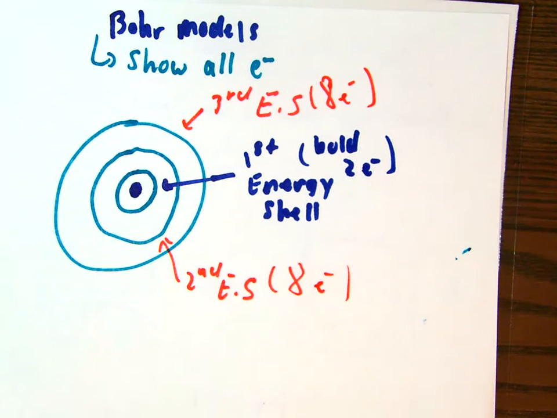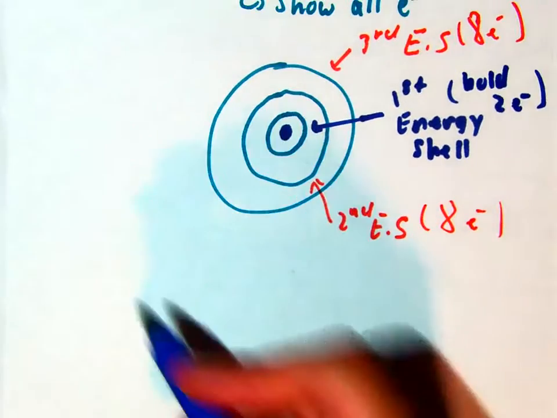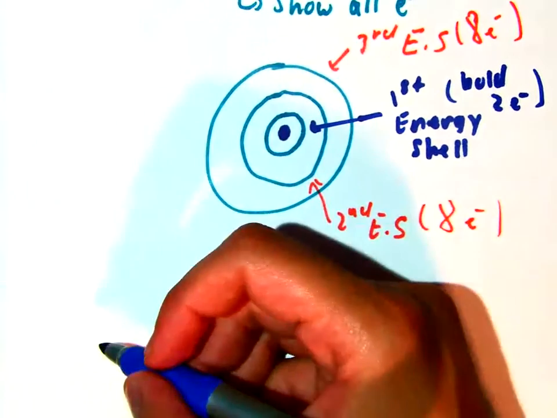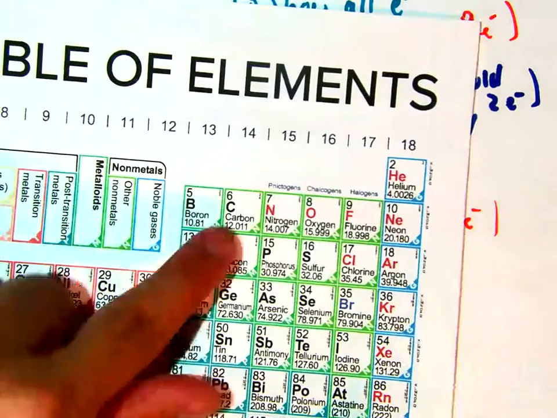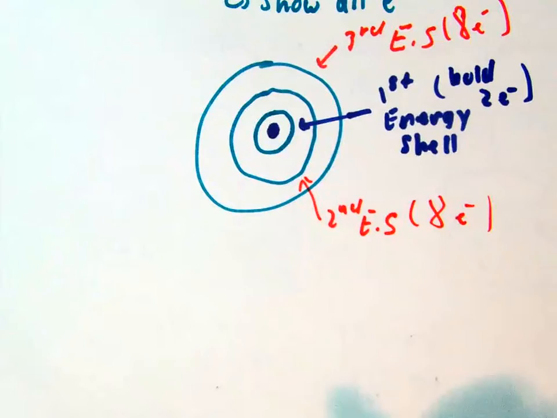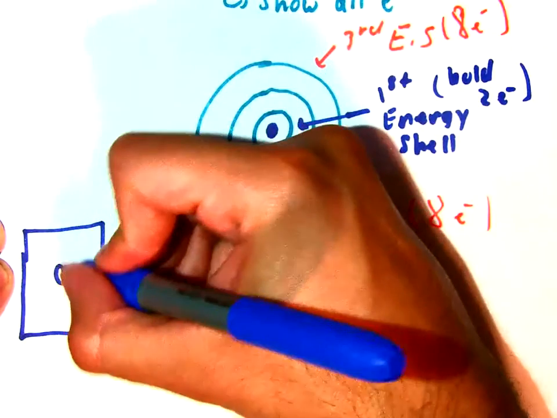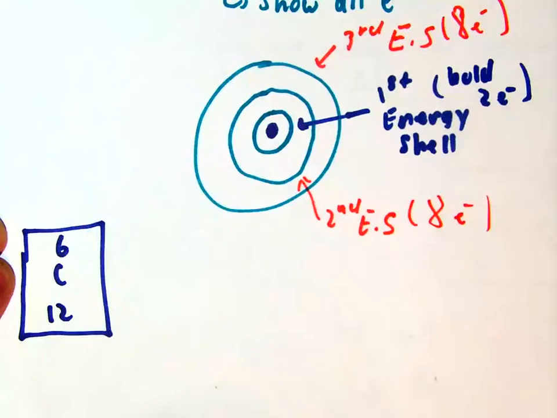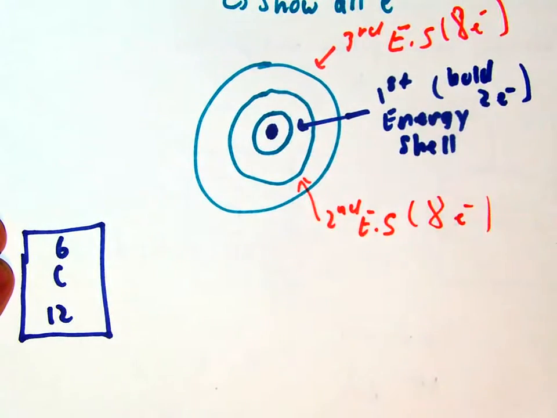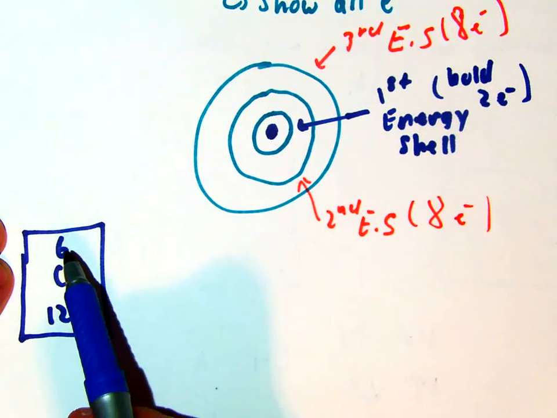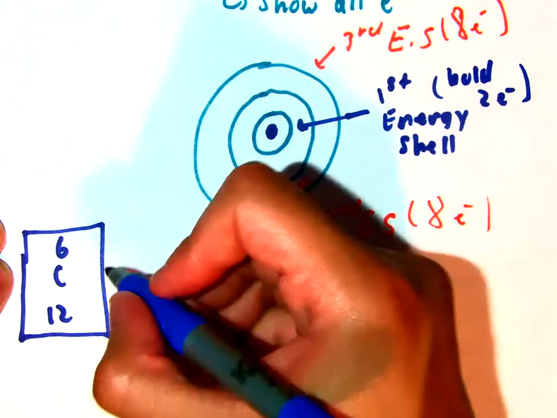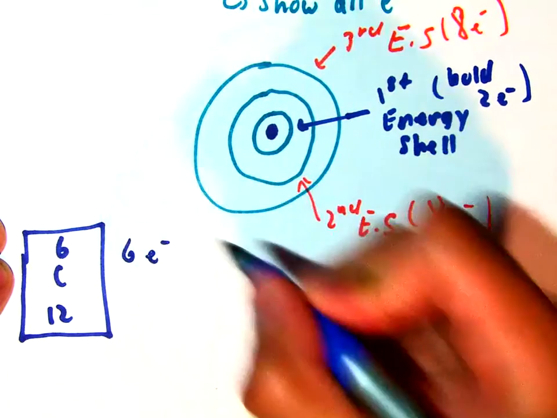Okay, so let's look at an example of how to set them up. So let's do that by working through some. So let's say I have carbon, right? If I look at carbon, the symbol would look like this. We'll draw it bigger to kind of focus on it. Well, my atomic number, which is the top, tells me my number of protons or electrons, right? So carbon has 6 electrons. So that's what I want to show.